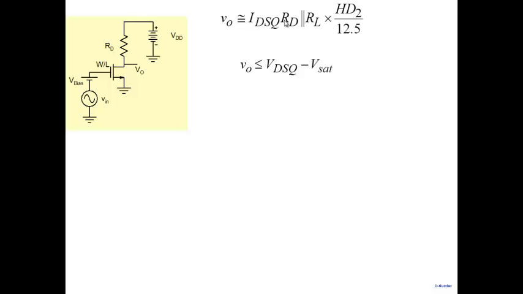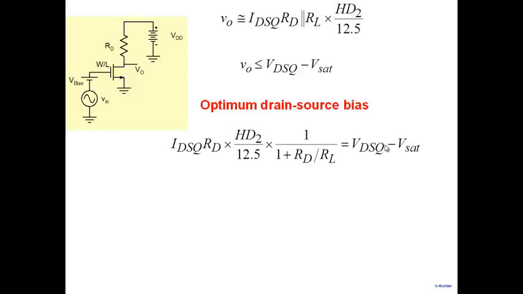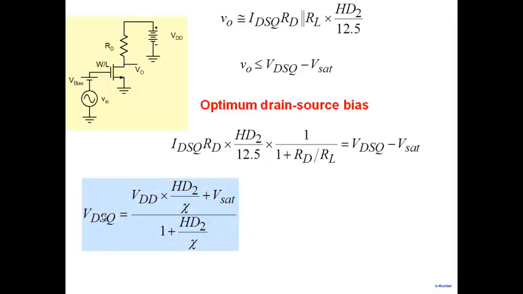particular one. So yes, this particular term will go up, but note that as you increase IDSQ times RD, the drop here increases, and therefore VDSQ drops. And as VDSQ drops, this particular term goes down. So as you try to improve this particular term, this one goes down. So the optimum case is when these two limits are the same. So what you do is, for the optimum drain to source bias, you equate these two. The rest is now algebra, simplify, and you get the optimum bias point here.